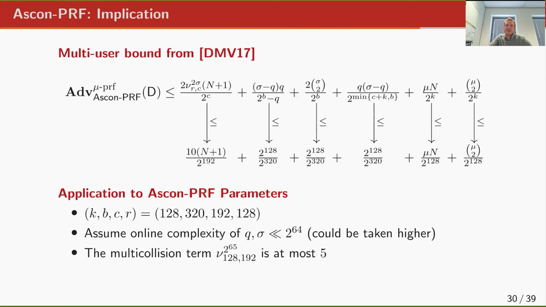And you get a bound of this form. 10 times n plus 1 over 2 to the 192, some negligible terms, mu times n over 2 to the 128, and a negligible term. This is actually the dominant term. So you get generic security as long as the offline complexity is at least 2 to the 128 over mu.